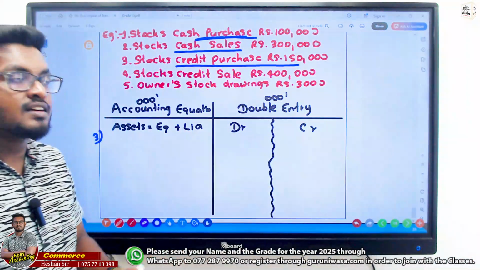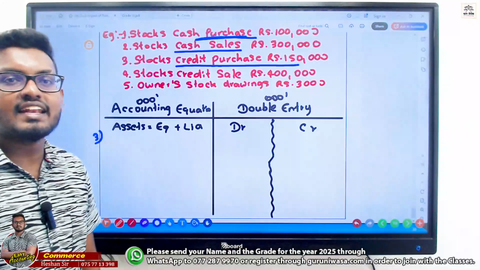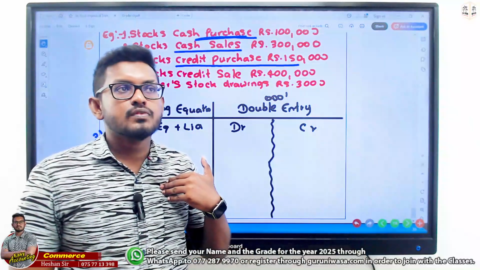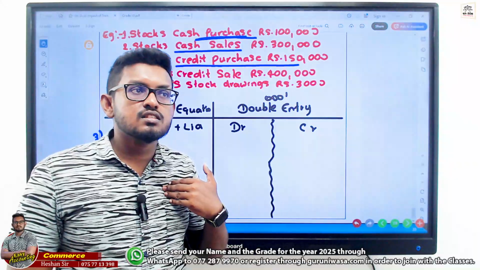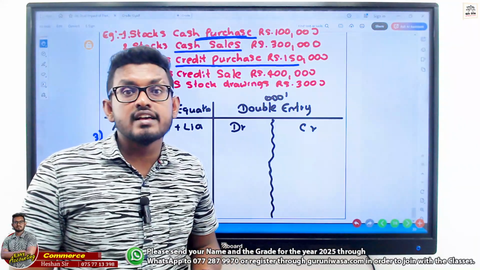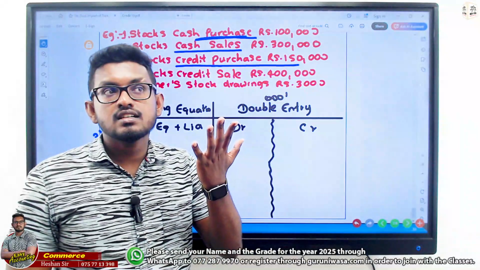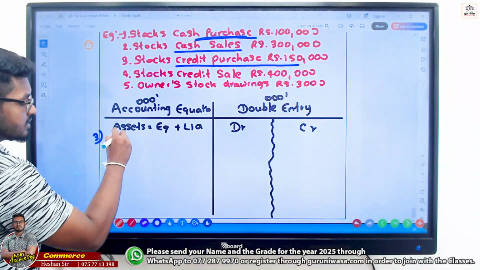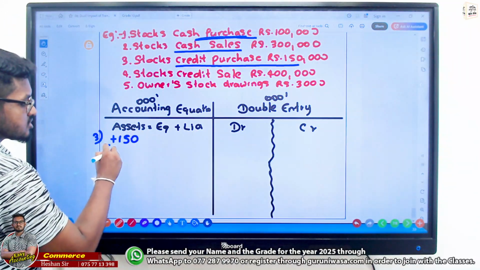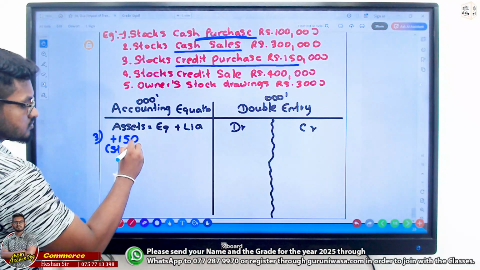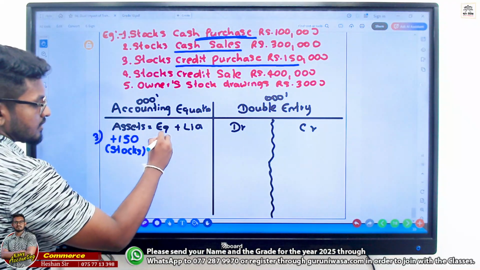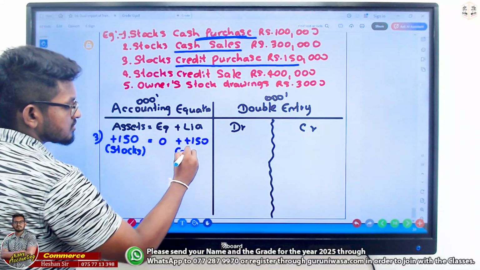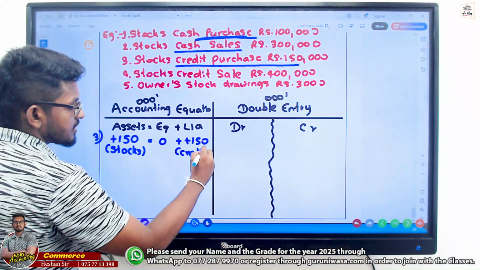In the accounting equation, stocks is an asset, credit purchase. What we receive, guys? Stocks. Understand? So stock asset will increase how much? 150 as stocks. Liability also increase 150 as what? Creditors. Creditor. Very good.